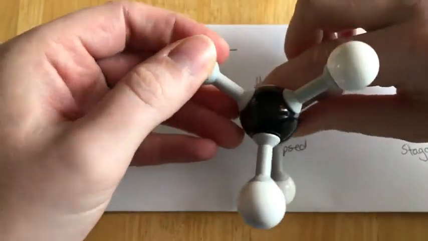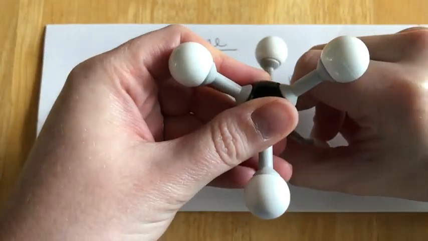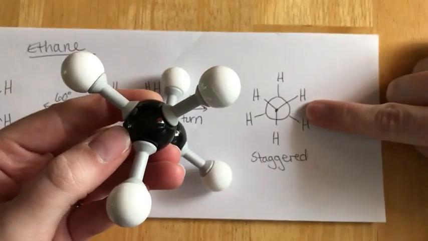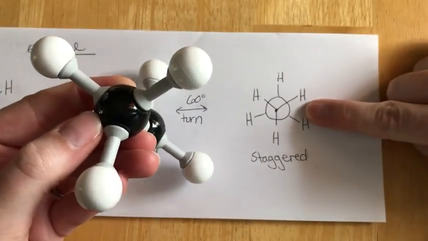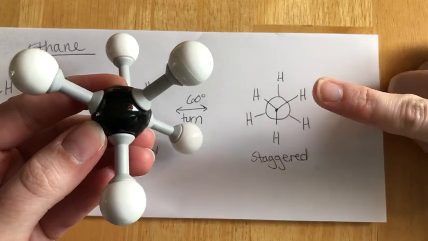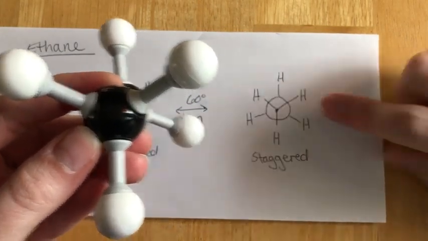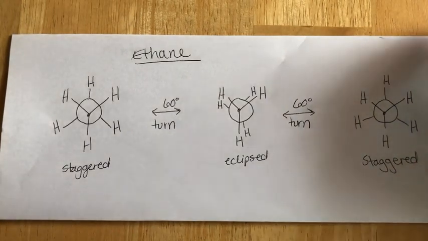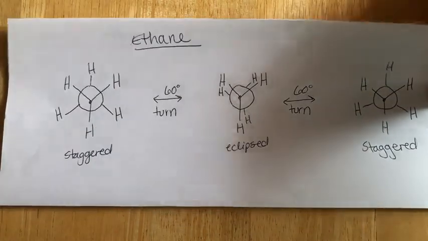And then we could turn the back carbon 60 more degrees, and we end up with our original staggered conformation again. So for ethane, we really only have 2 different types of structures, staggered and eclipsed. But it starts to get more complicated if we add different groups on here.